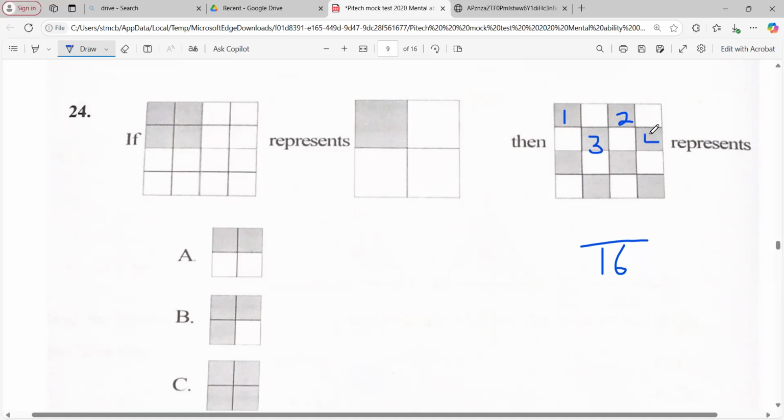All right, so 4, 5, 6, 7, 8. It's a half. So that means it will be a half of this, because if 4 of these give you this, that means 8 is going to give you a half. So I don't see the, oh yeah, A.